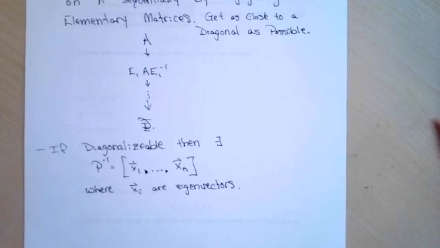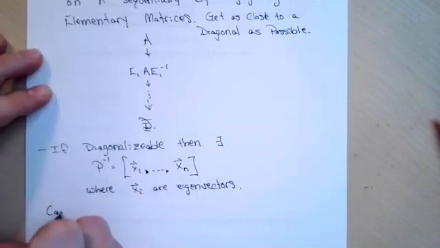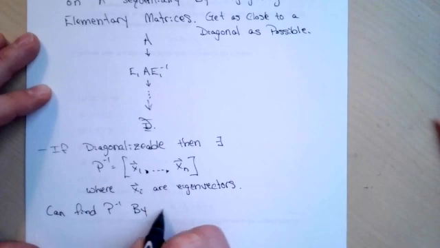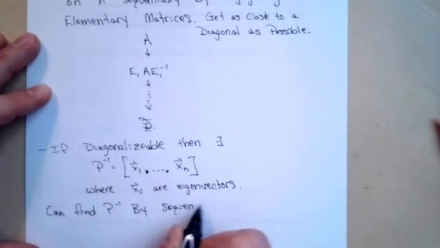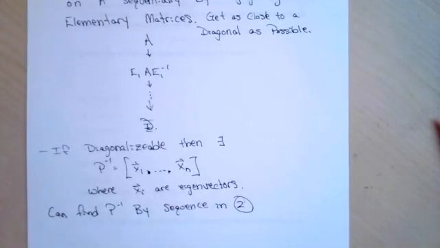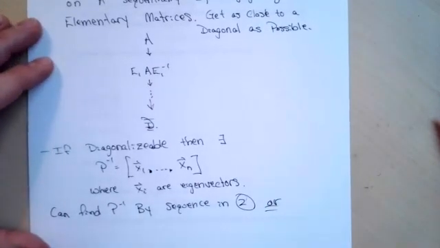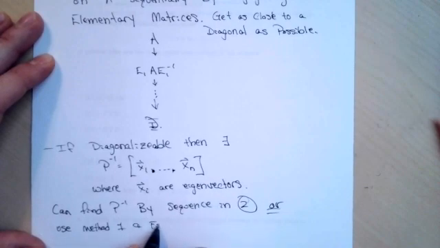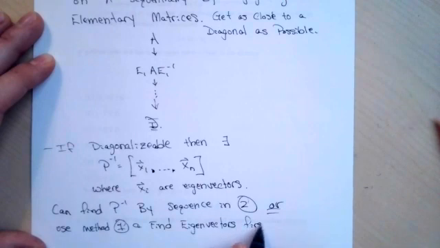So other questions we want is, so we can find P. I can find P inverse by the sequence of elementary matrices in method 2, or, and this is the other technique, is to use method 1 and then find eigenvectors first. And then check diagonalization.